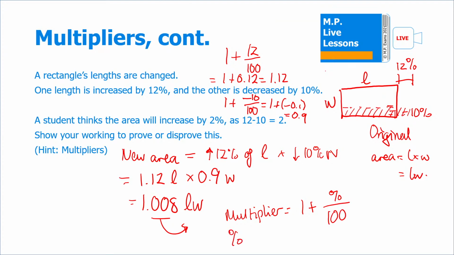Now this means, if you rearrange a few things, an increase of just 0.8%. So actually, this student was wrong.